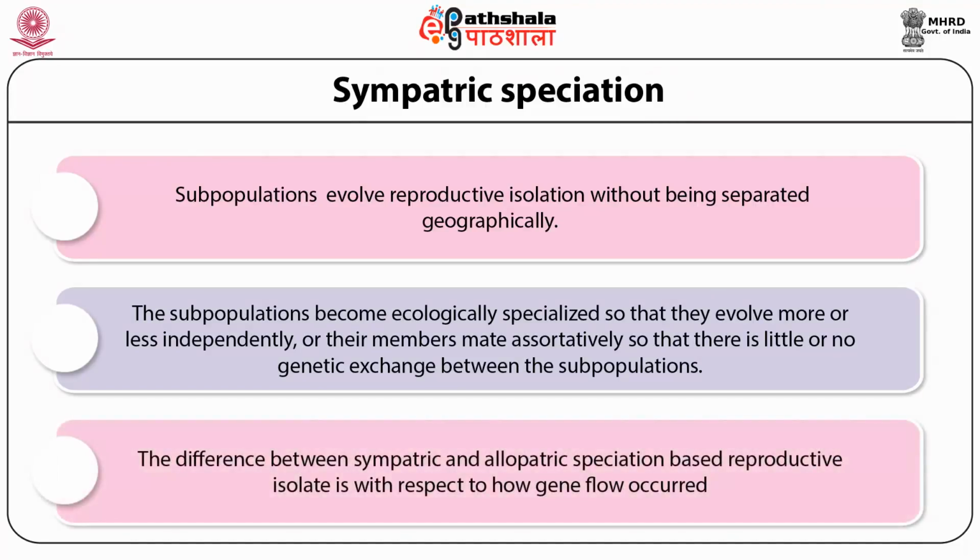The difference between sympatric and allopatric speciation, based on reproductive isolation, is with respect to how gene flow is prevented. In one, the gene flow is prevented due to a geographical barrier, whereas in the other, the gene flow is prevented due to ecological specialization, without geography acting as a barrier. The first one is known as allopatric speciation and the second one is called sympatric speciation.